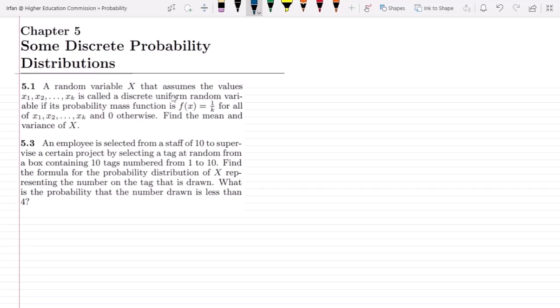A random variable x that assumes the values x1, x2 up to xk is called a discrete uniform random variable if its probability mass function is f(x) equal to 1 by k, meaning the random variables here have the same probability, and that is 1 by k for all of x1, x2 up to xk, and 0 otherwise. Find the mean and variance of x. Okay, so let us first see the solution of it.